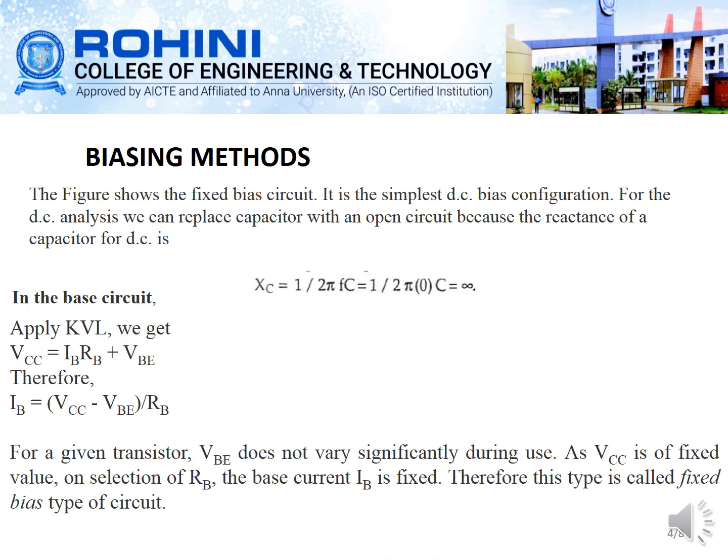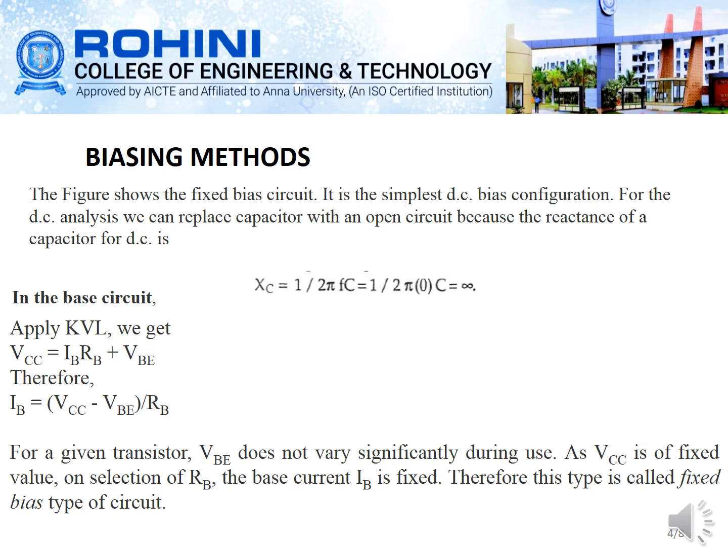From the figure, we have analyzed it as a fixed bias circuit. It has a simplified DC bias configuration. For the DC analysis, we can replace the capacitor with an open circuit, so that the reactance of the capacitor for DC is Xc = 1/(2πfC) = 1/(2π × 0), since the frequency is 0, so it tends to infinity.